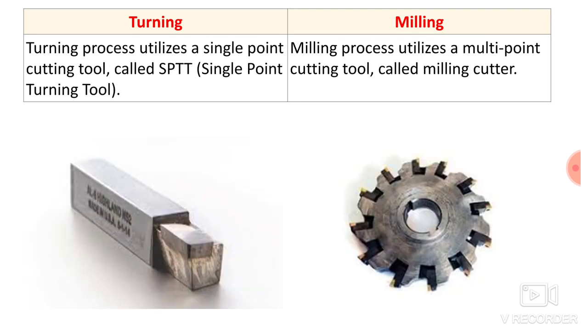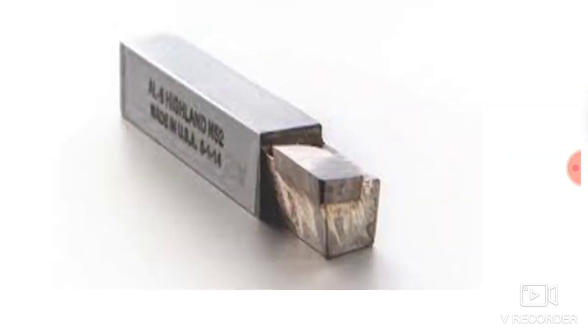Now the third point, turning process utilizes a single point cutting tool called as SPTT, single point turning tool. So in lathe machine you can use single point cutting tool. This is nothing but an image of single point cutting tool. Here you can see a cutting insert that is brazed to the tool. So you can attach the insert with the help of various techniques. You can clamp it with the help of screw, or you can directly braze it over the shank.